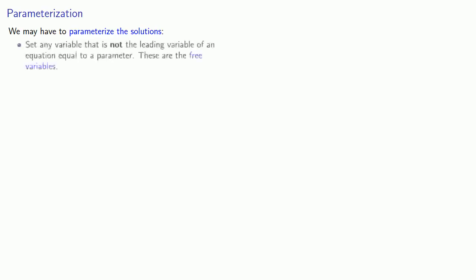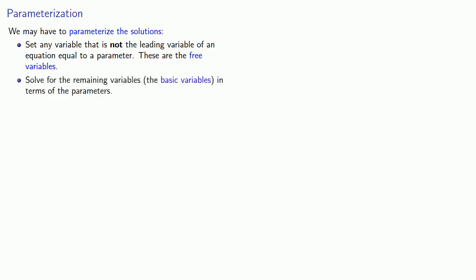Row echelon form is particularly useful when we have to parameterize our solutions. In this case, what we can do is set any variable that is not the leading variable of an equation equal to some arbitrarily chosen parameter. The variables we set equal to a parameter are called the free variables. We can then solve for the remaining variables in terms of these parameters, and these other variables are called the basic variables. And as before, we can try to express our solutions in vector form.